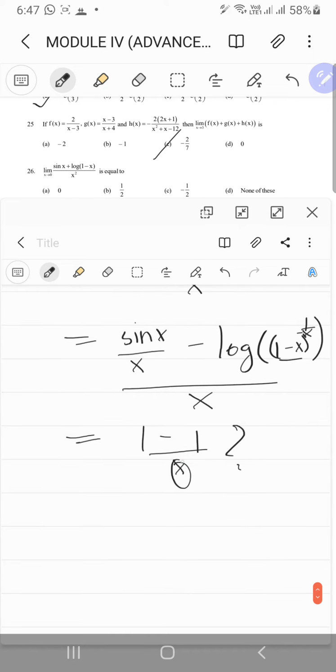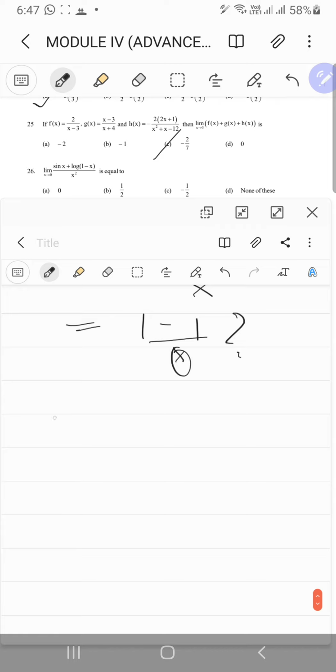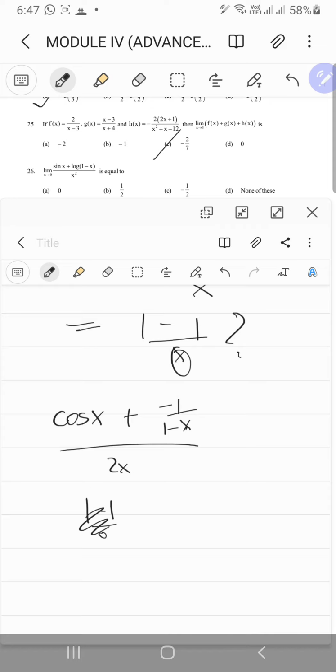This is just sine x upon x minus 1 upon x. That's very weird. In that case we will have to use that Taylor series thing. I think taking a derivative will be much easier, so we just go with that method. So it's going to be cosine x plus 1 upon 1 minus x into negative 1, upon 2x. Now let's try putting x equal to 0 into this thing. So it should be 1 minus 1 upon 0. It's still not working, so take another derivative.